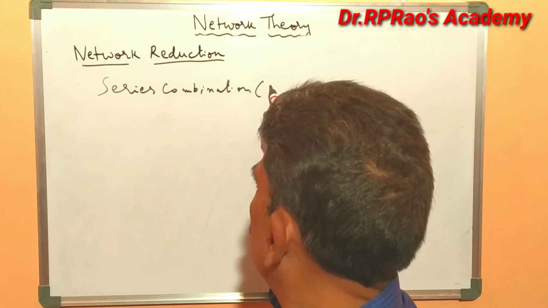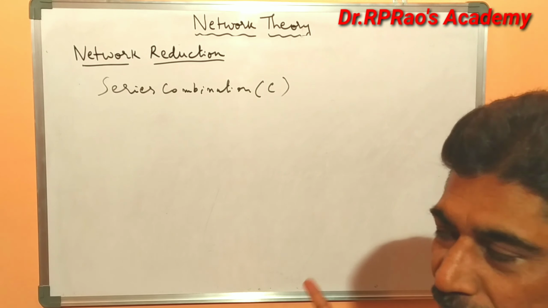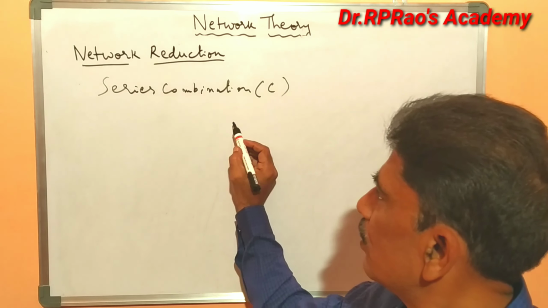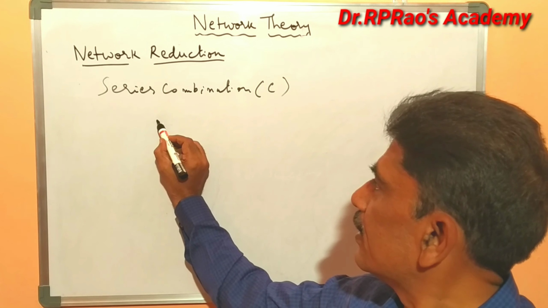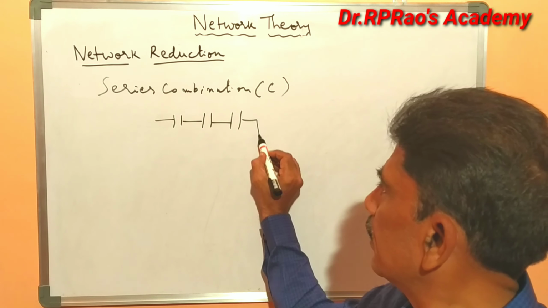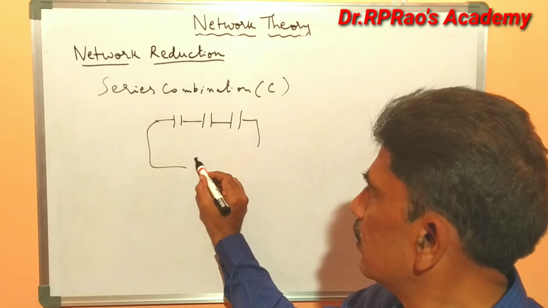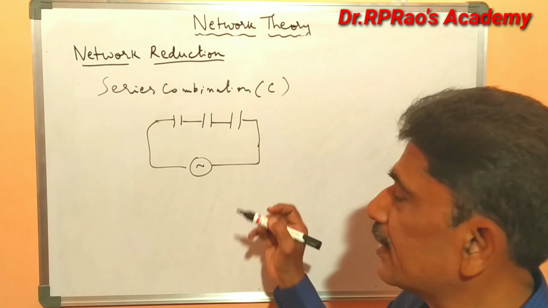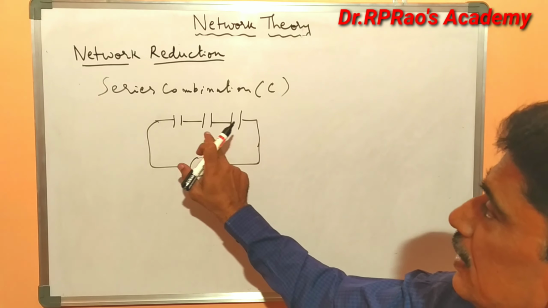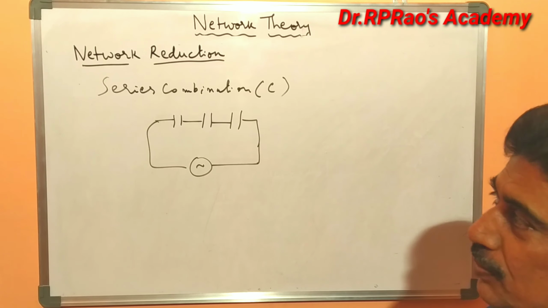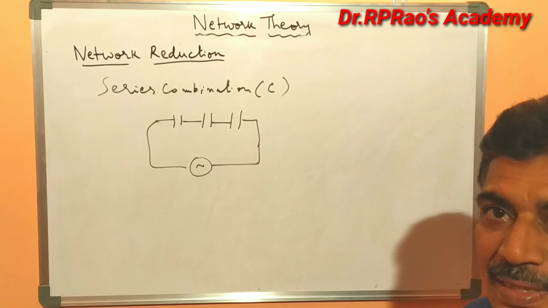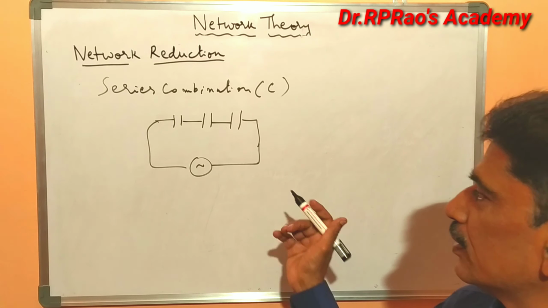There can be a number of capacitances in a circuit. Let us consider only 3 capacitors connected in series like this, 1, 2, 3 connected across a voltage source. If it is connected across a DC voltage source, then these will act as open circuits. Why? Because the frequency is 0. 1 by 0 is infinite, so it acts as an open circuit.